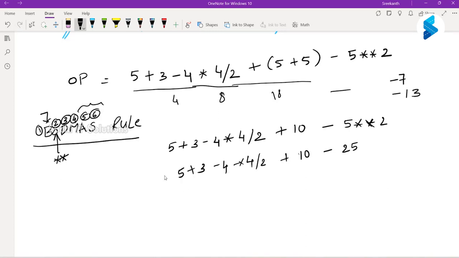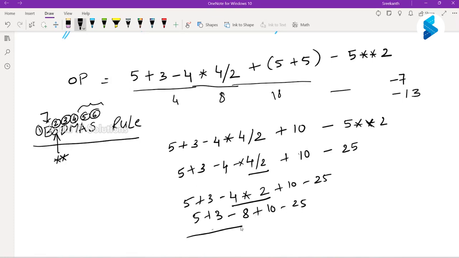So according to this, the one in the brackets is done. The one with the order is done. So the third one is what? Third precedence is for division. So in this case, it will be like 5 plus 3 minus 4 into 4 by 2 is 2 plus 10 minus 25. And fourth priority or precedence is for multiplication. Now tell me what is the product of this now?